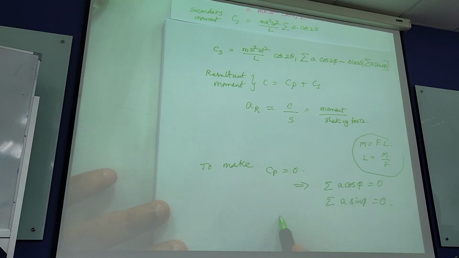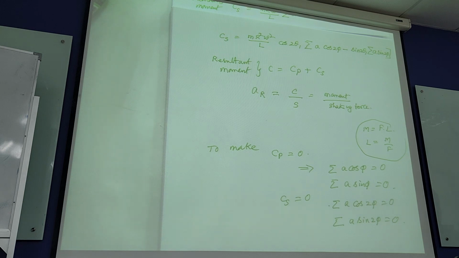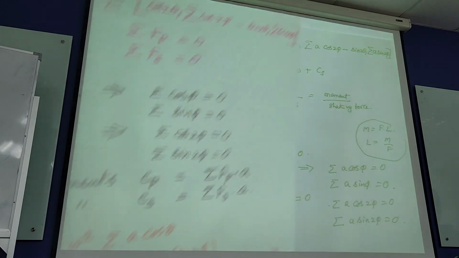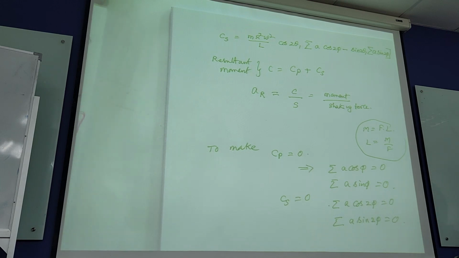Similarly, to make the secondary movement zero, we have to make the sum of A cosine 2 phi zero and the sum of A sin 2 phi zero. So if you balance any inline engine, it all depends on making the cosine phi or sin phi, cosine 2 phi or sin 2 phi conditions true.